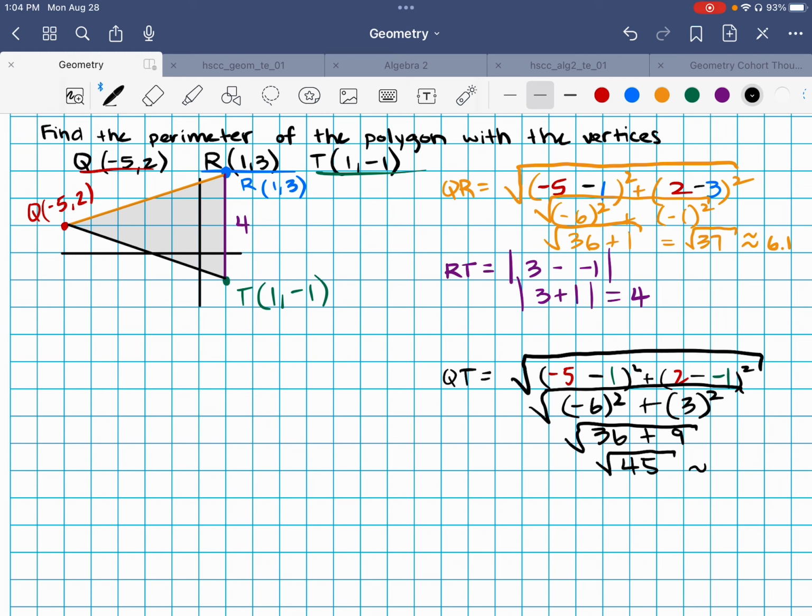Now remember, the square root of 49 is the next perfect square. So I'm going to say that this one here is also going to be a 6-something. It's more than the square root of 36, but it's less than the square root of 49. And I don't know, maybe around 6.6 or 6.5, somewhere around there. So I'm going to approximate it at 6.6.